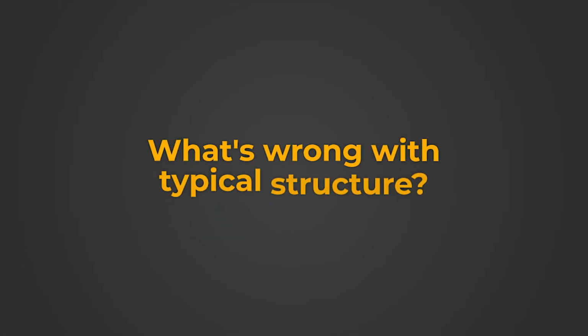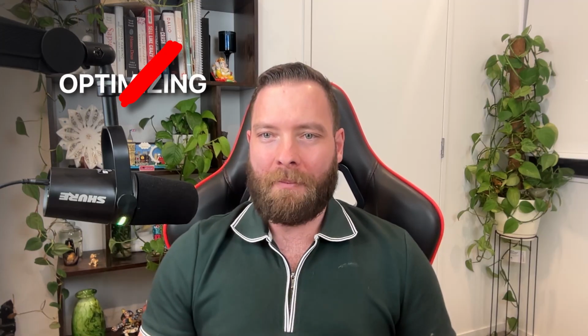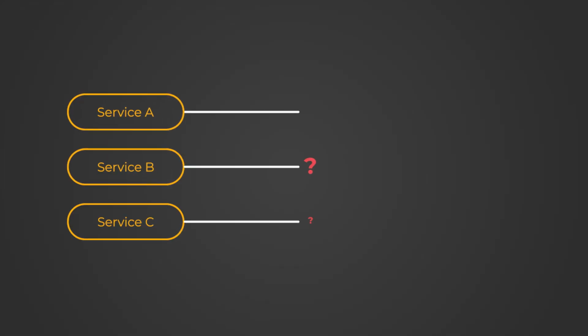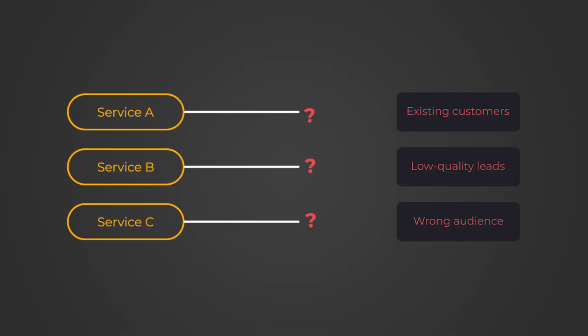What's wrong with typical structure? If you have the wrong structure for your account, then optimizing your campaigns will literally be impossible. If you sell more than one thing, Google Ads needs to have its hands held to understand what customers are the most valuable for your business, or it's going to show your ads to existing customers and low quality leads, and the report will look really good, but the bank account will look bad. So let's jump into that Google Ads account.